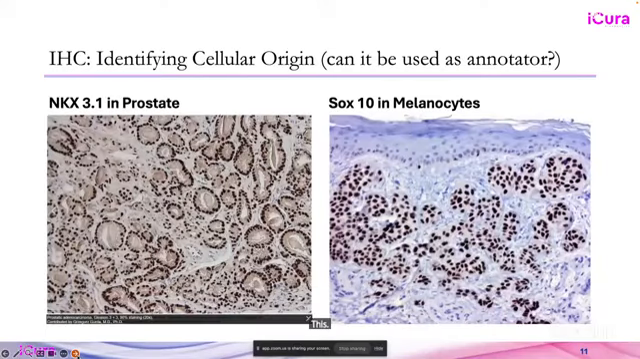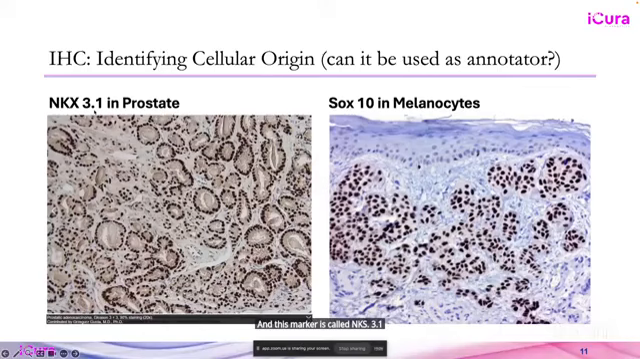This is an example of excellent IHC biomarkers. On the left side, you will see an image of invasive prostate carcinoma. And what's staining very dark and brown in the nuclei, I hope you can see my mouse right now, very dark and brown, these are the nuclei of the prostate cancer cells. And this marker is called NKX 3.1.